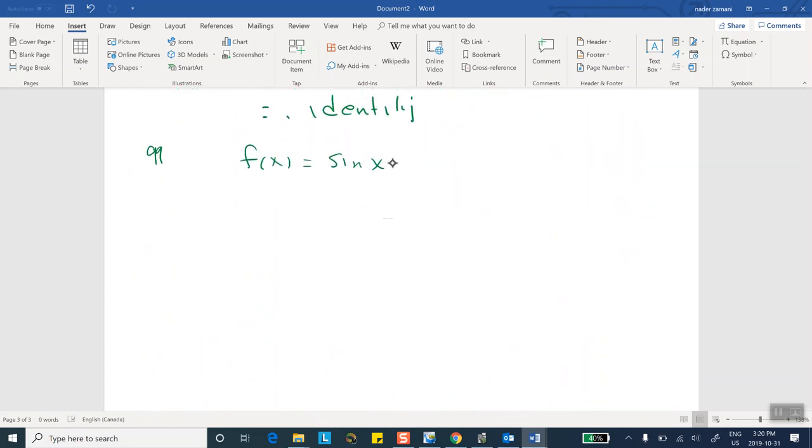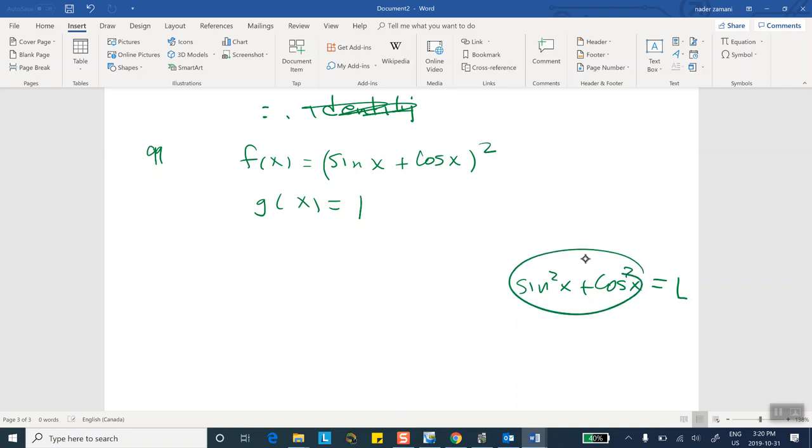Squared, and g of x is equal to 1. The question is, are these the same? The answer is they are not the same. You might be fooled because you know that sine squared x plus cosine squared x is 1. But this is not the same as what f of x is.